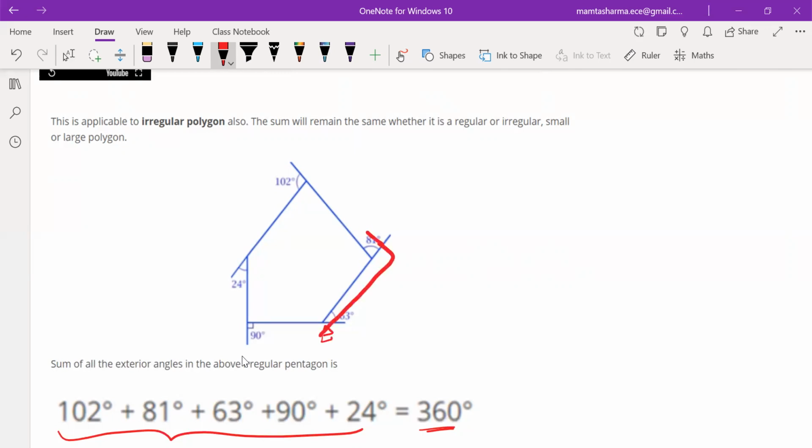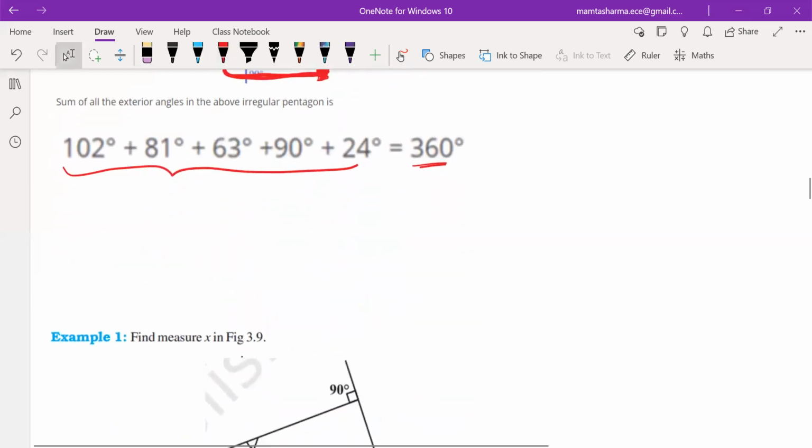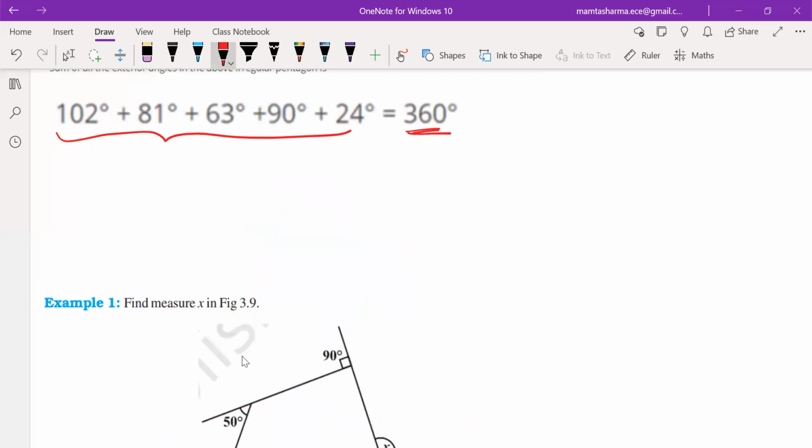Then I take a turn to this side, then a turn to this side, then I come down and come again to my initial position. So for going along this path, the car is taking a total 360-degree rotation. 360 can be found by adding all these exterior angles. So this would be 360 degrees. Remember that the exterior angle sum would be 360 degrees.